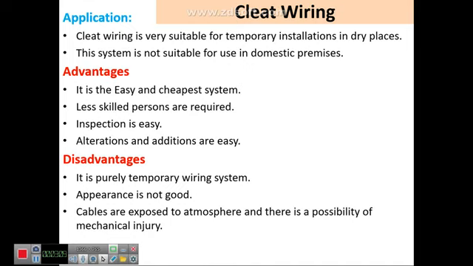Coming to the disadvantages, it is purely a temporary wiring system, so not used for permanent, and appearance is not good. And coming to the atmosphere capability, when it is exposed to atmosphere it gives a poor output. So you can face an injury, it may be a mechanical accident, anything can happen. So we can use it only for temporary arrangements.